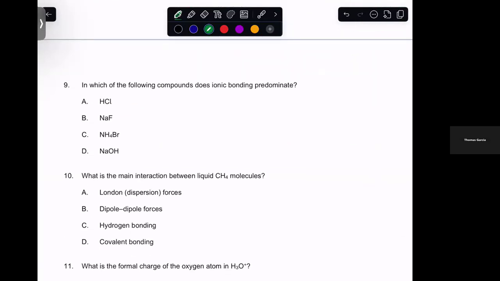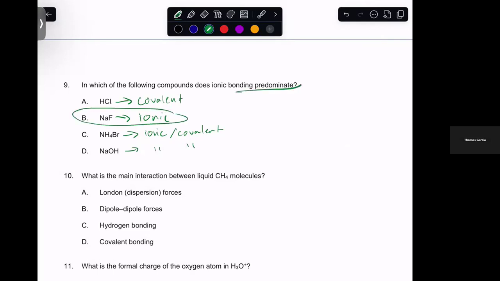All right, number 9. Which of the following compounds does ionic bonding predominate? Well, HCl is going to be covalent. NaF is ionic. NH4Br is actually both ionic and covalent. And the same for NaOH. So predominate tells us that something is only going to be ionic, B.